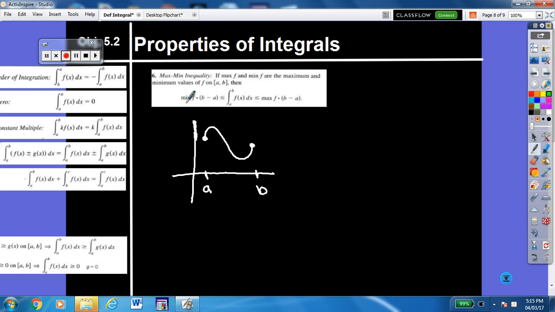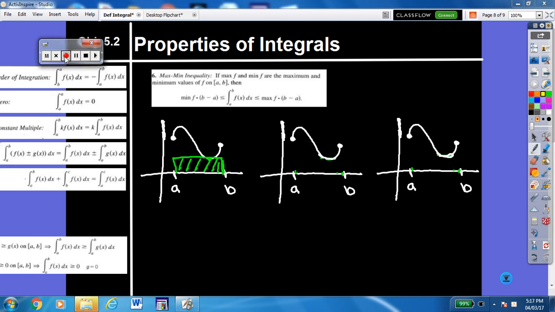So this left side here, min f times b minus a, what that means is if you go to the function and find the absolute minimum, which in our example that I drew here is here, and if you multiply that by the width of the interval, what you've essentially created is a rectangle. And that area is going to be less than or equal to the true area. So you can see that that definitely doesn't cover all of the area that we need. Okay, so if we made a rectangle with a min, that's clearly less than we need it to be.